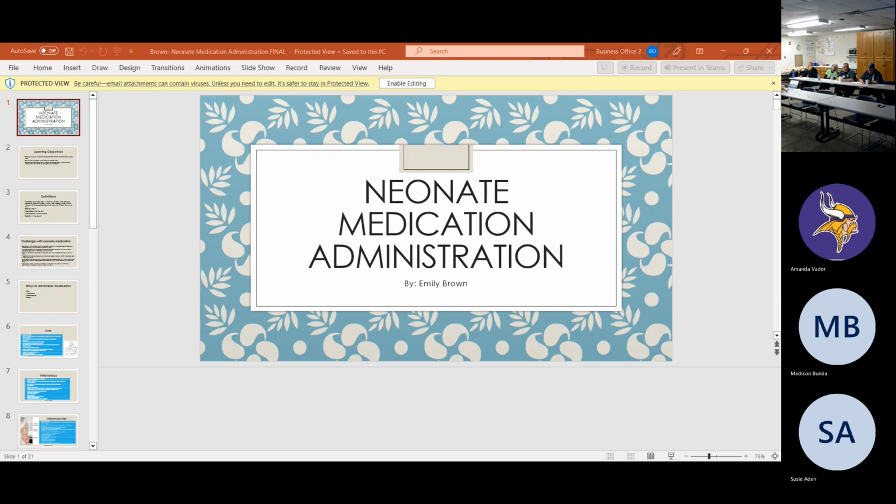It says to scrub the IV port for 20 seconds with our alcohol wipe. Flush with half a milliliter normal saline so we don't fluid overload. Connect your medication. Administer your med. Flush again with half a milliliter normal saline.